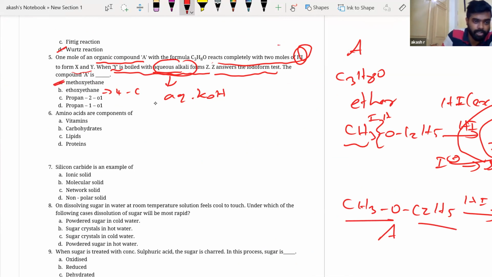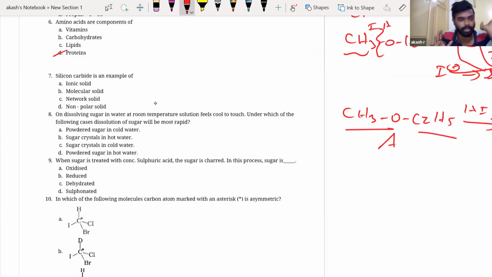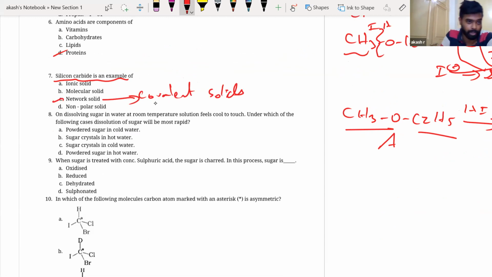Right. Okay. Next question is very easy. Amino acids are the components of, what is it? Proteins. Done. Next question. Silicon carbide. Why are they even asking? Oh, this is solid state. Okay. Fine. So silicon carbide is an example of a covalent solid or network solid. Both are the same. Covalent solids are network solids. So the correct answer is C, network solid.